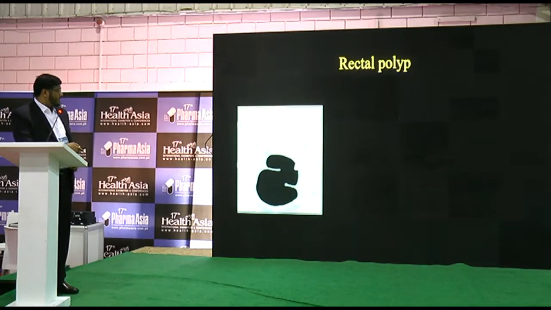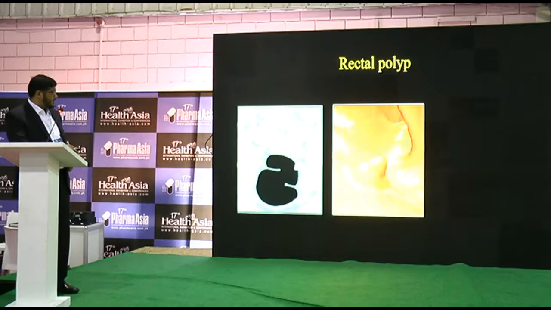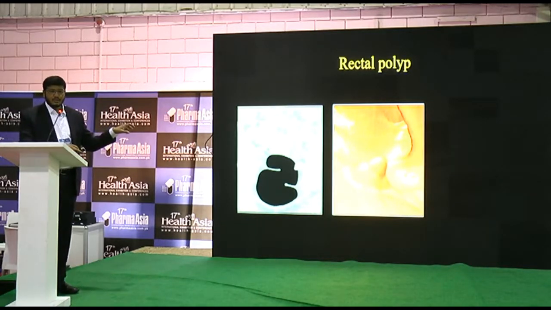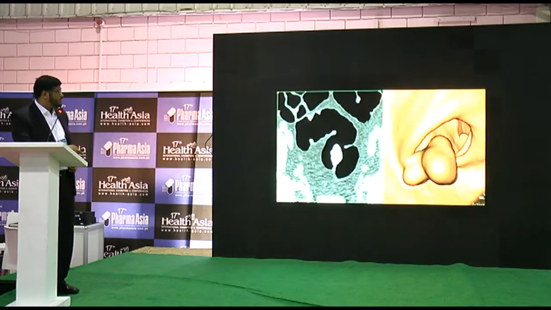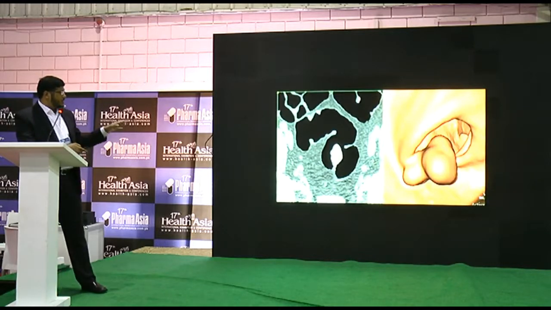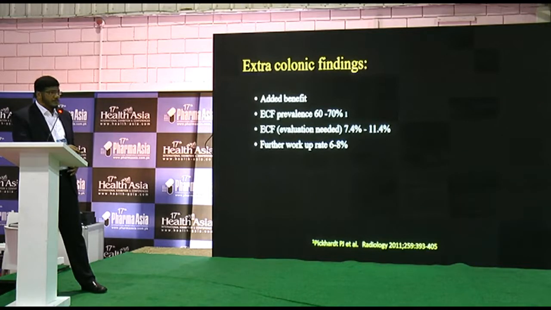Regarding the small polyp, here you can see the prone view, and you can see a small bump inside the rectum. On CT colonography, you can see the small sessile polyp with a small bump. And on CT colonoscopy, this is the comparison of the sensitivity for small polyps of CTC with optical colonoscopy. Here is another example with the 2D view and the 3D view of a small polyp.